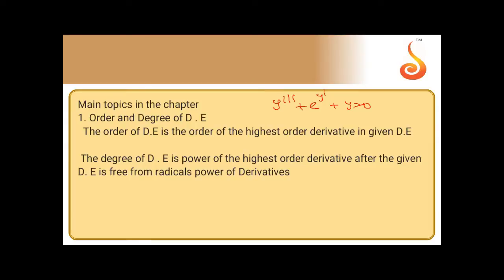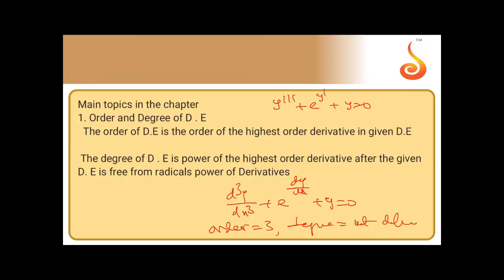So this is d cube y by dx cube plus e power dy by dx plus y equal to 0. It's not a polynomial in derivative. So degree not defined, order 3. Because it's not a polynomial in derivative.